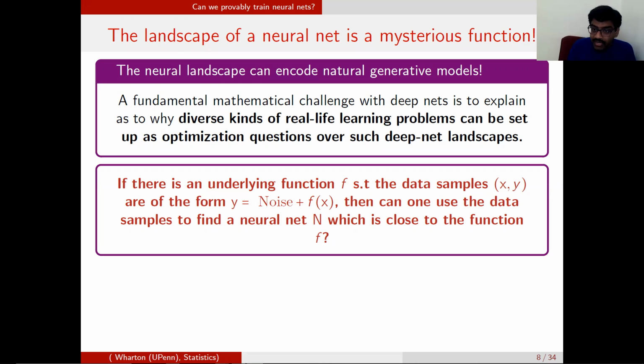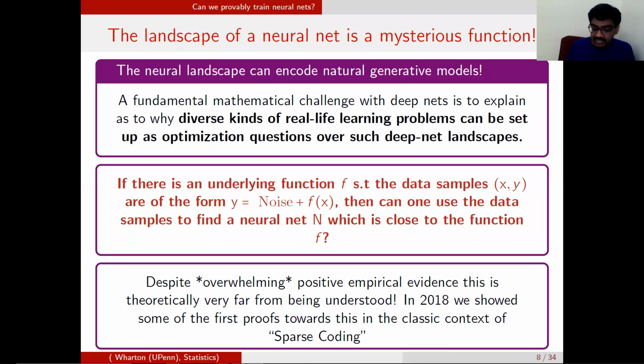is that the Y labels are actually noisy evaluations of some underlying function F. And then we want to find a neural net which minimizes the risk by actually approximating F, so it discovers the generative model. That's often the more useful framing of the problem, rather than saying over some distribution D, I'm going to minimize it. And there is overwhelming evidence, experimentally, that this is possible.